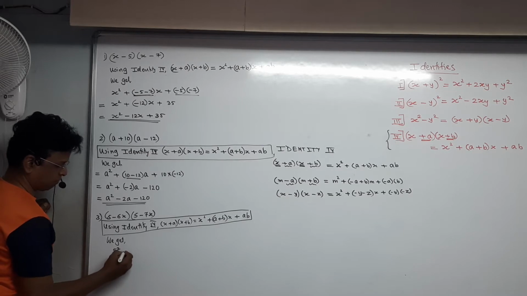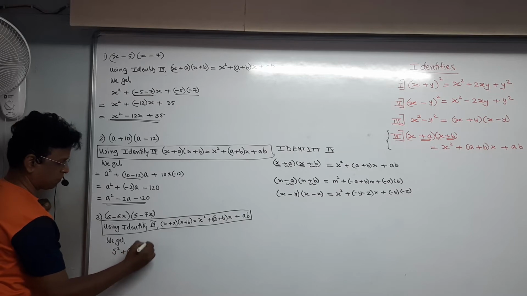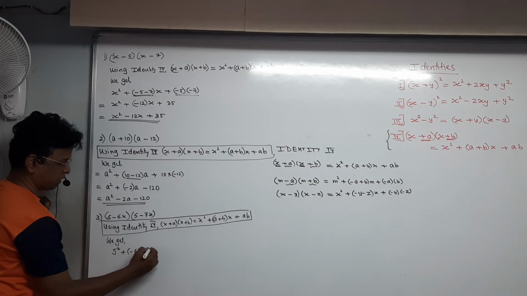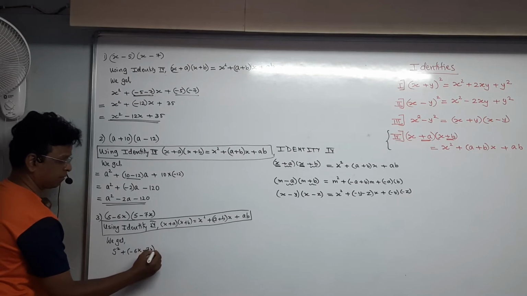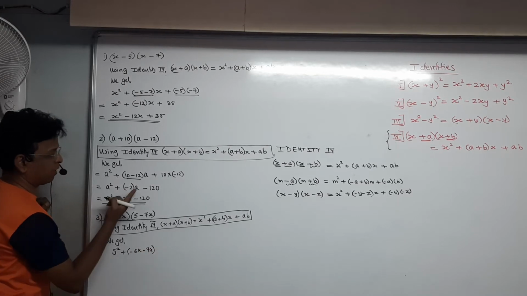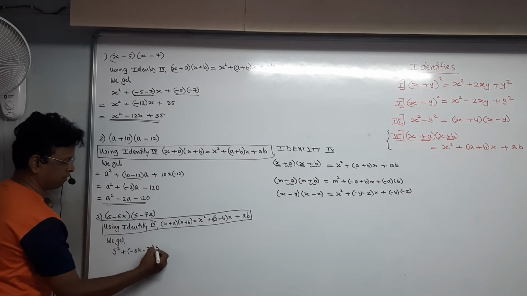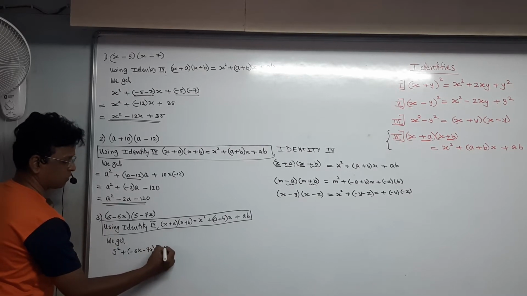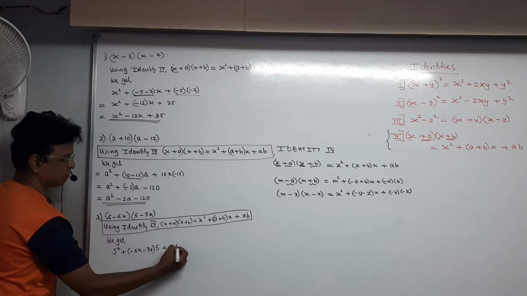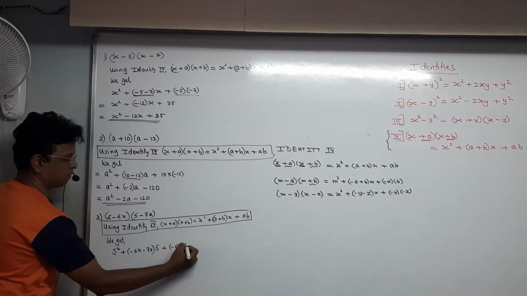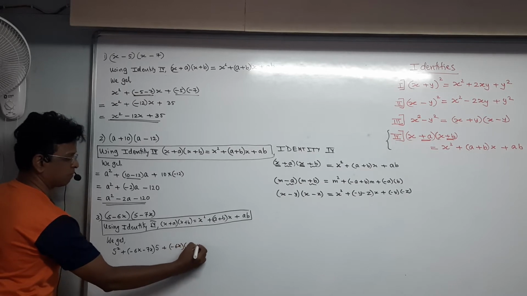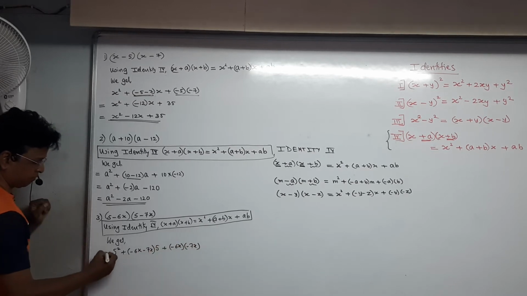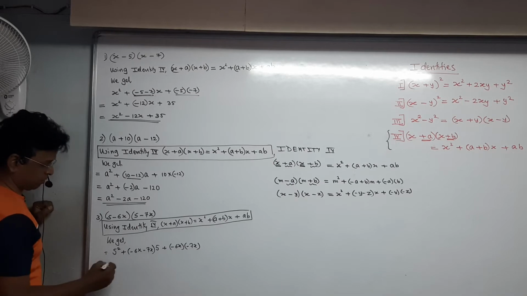5 square plus my bracket minus 6, minus 7 x into x. What is there? x. 5 square, you tell me, there 5 will come, right? Plus minus 6 multiplied by minus 6x, minus 6x multiplied by minus 7x. Carry on. 5 square, don't you know 5 square?